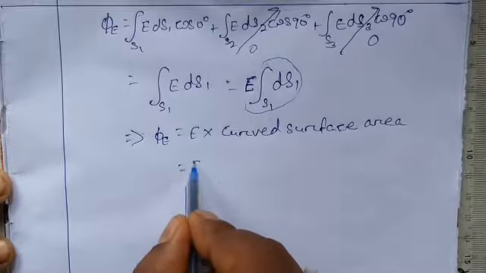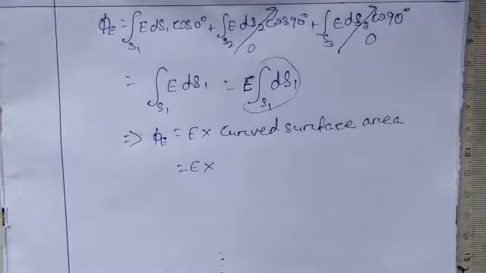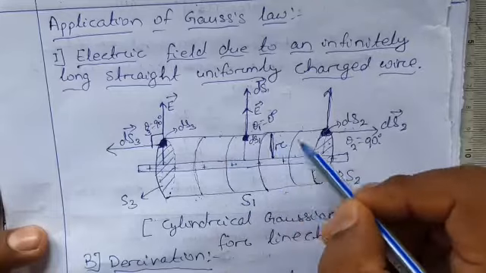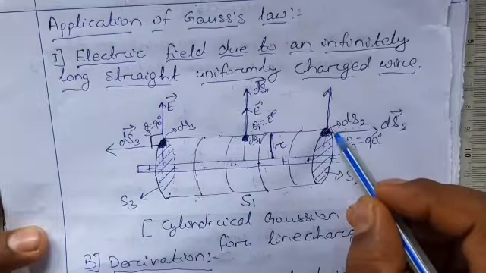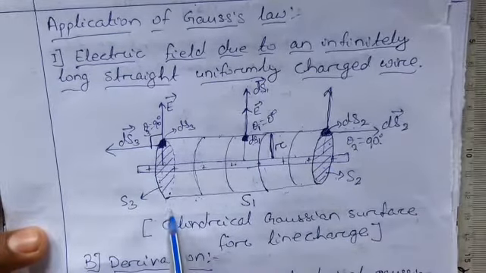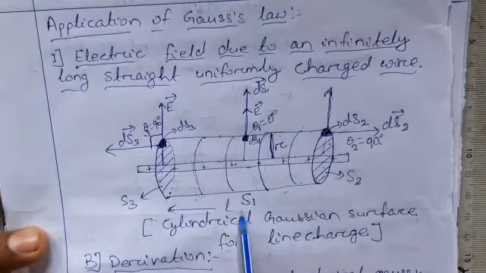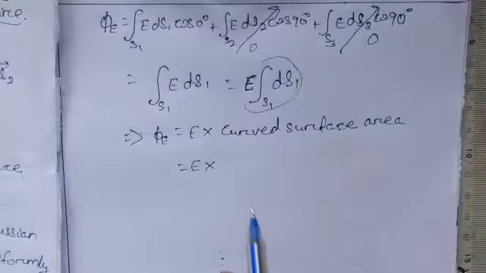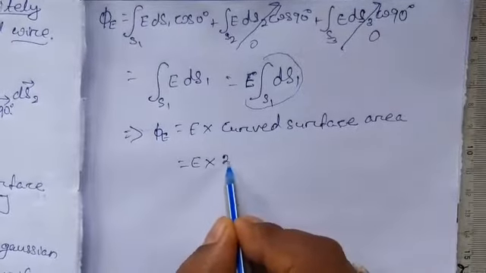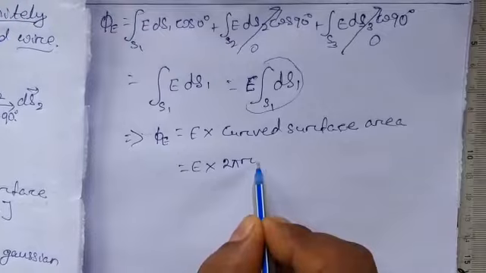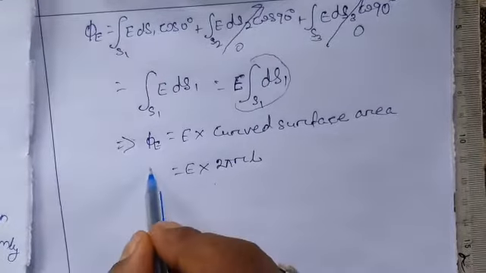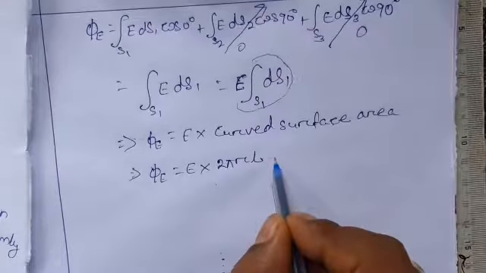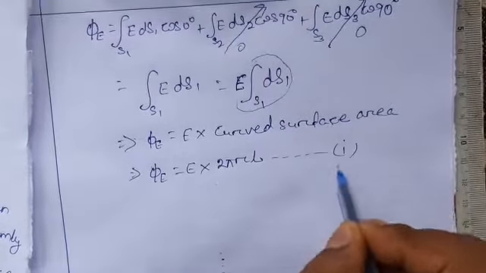Okay, so that's equal to E into, we know that this is the curved surface area of a cylinder, so this is 2 pi r into L. Let's take the length of the cylinder is L. So I can say the curved surface area is 2 pi r into L. Okay, this is the flux. I can say this is equation 1.